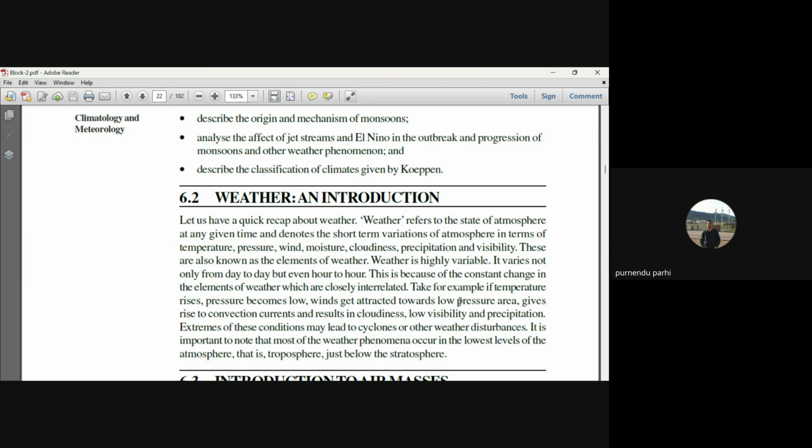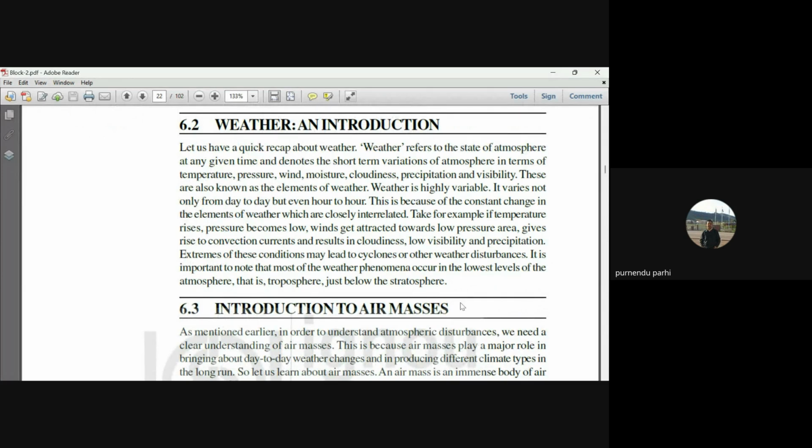Weather is highly variable. It varies not only from day to day but even hour to hour. This is because of the constant change in the elements of weather, which are closely interrelated. Take for example, if temperature rises, pressure becomes low, wind gets attracted towards the low pressure area, gives rise to convection current, and results in cloudiness, low visibility, and precipitation. Extremes of these conditions may lead to cyclone or other weather disturbances. It is important to note that most of the weather phenomena occur in the lowest level of the atmosphere, that is the troposphere, just below the stratosphere.